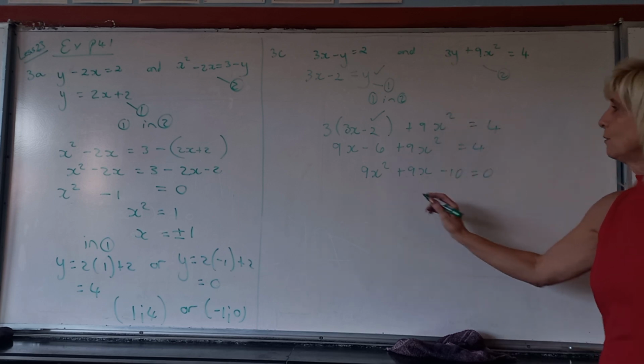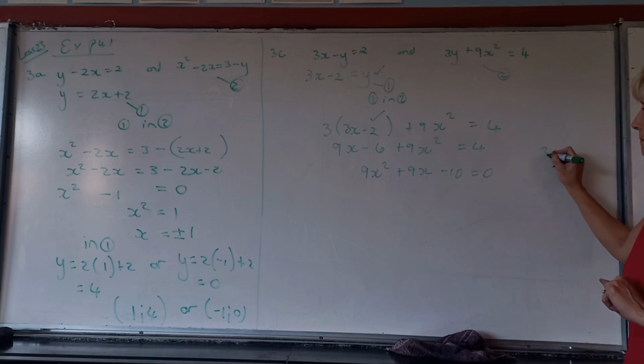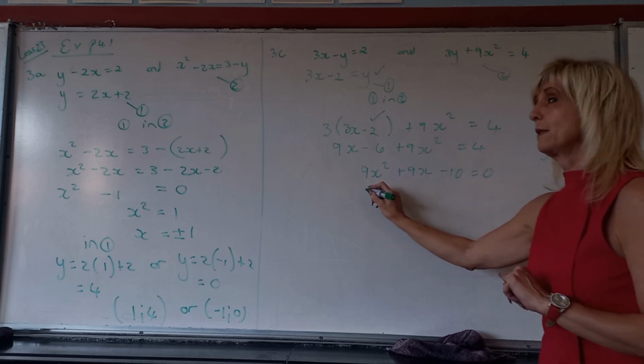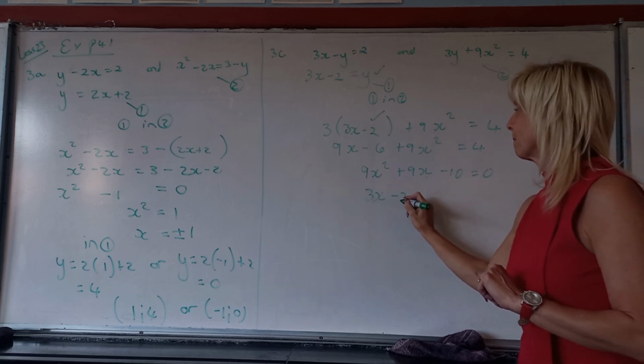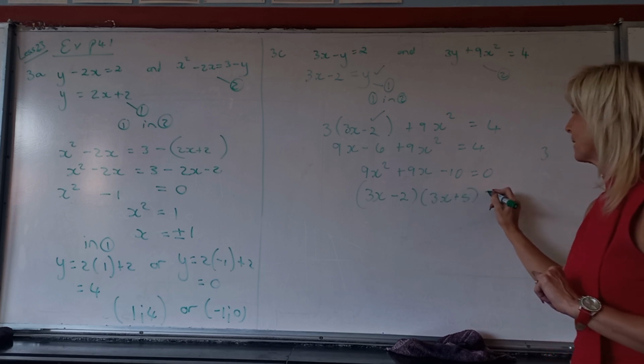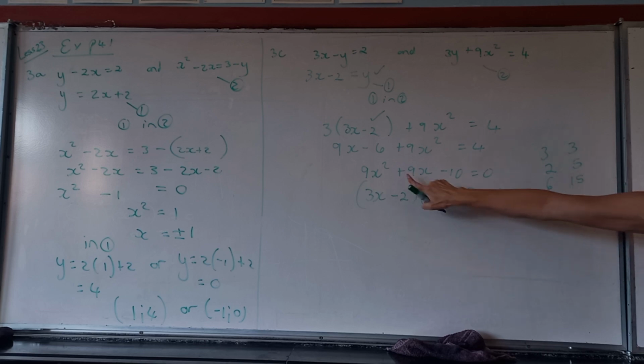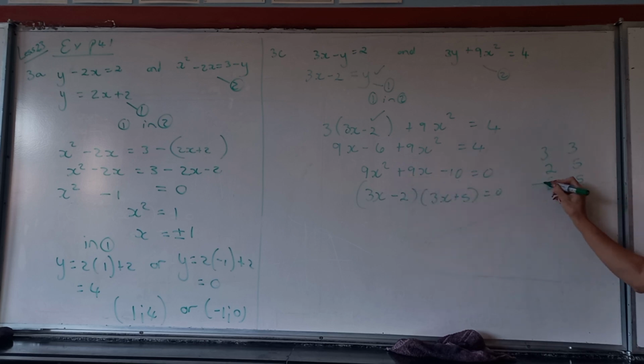Alright. So what are the factors? 3x, okay, tell me. 3x times minus 2, and 3x plus 5. Thank you so much. If you had to go old school, you actually say 3 times 3 and 2 times 5. Cross multiplication is 6, cross multiplication is 15. I need to get to plus 9, so it's 3x minus 2, 3x plus 5.